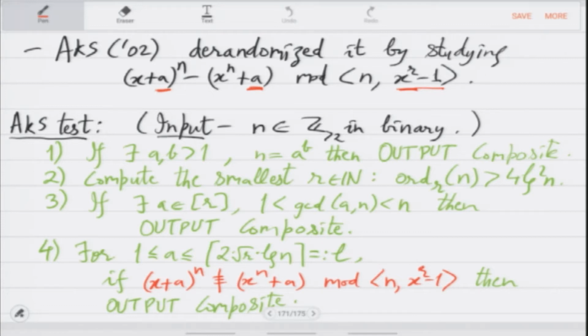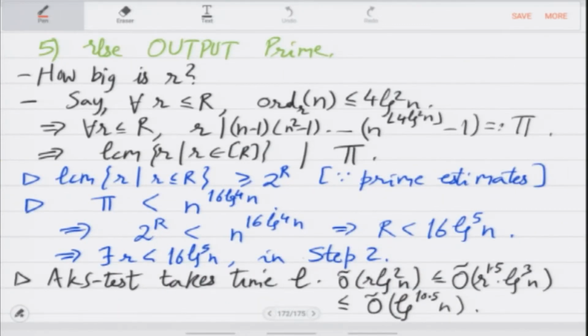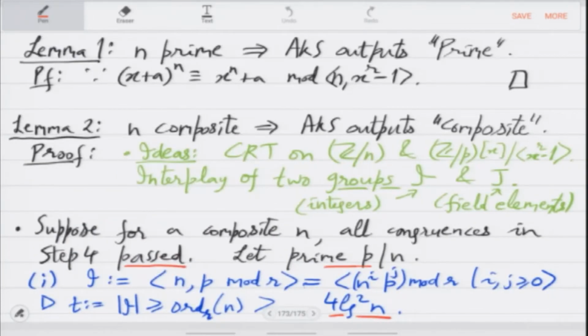Now we have to show that when we say prime, n is indeed prime. Okay, there is no mistake. So for that we identified two groups. The first group is a group of numbers, which is I. So we identified this subgroup I, which is the numbers generated by n. So prime p divides n. Look at the subgroup generated by n and p mod r. Basically these are products of n power, p power, and this group has size at least 4 log square n by assumption.